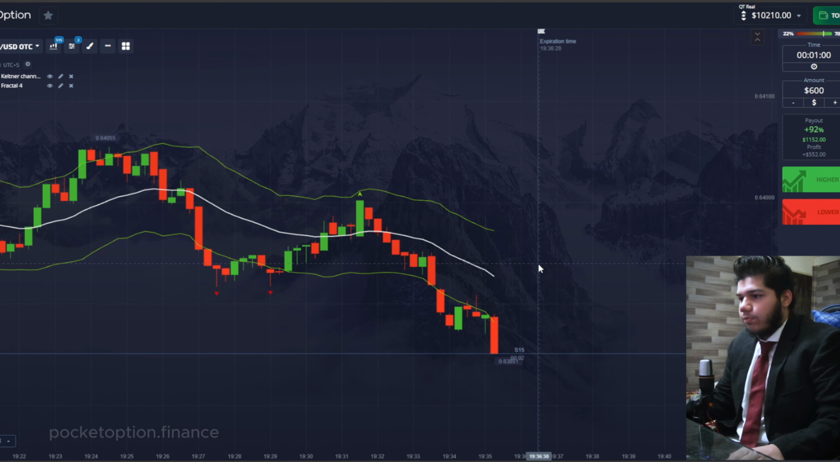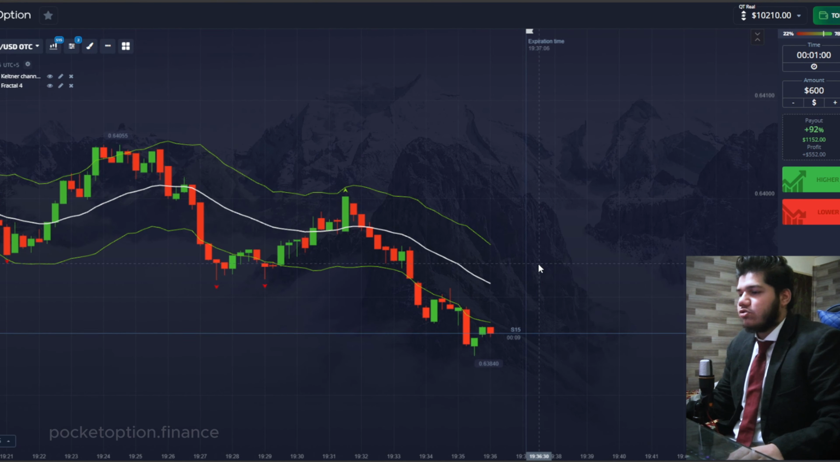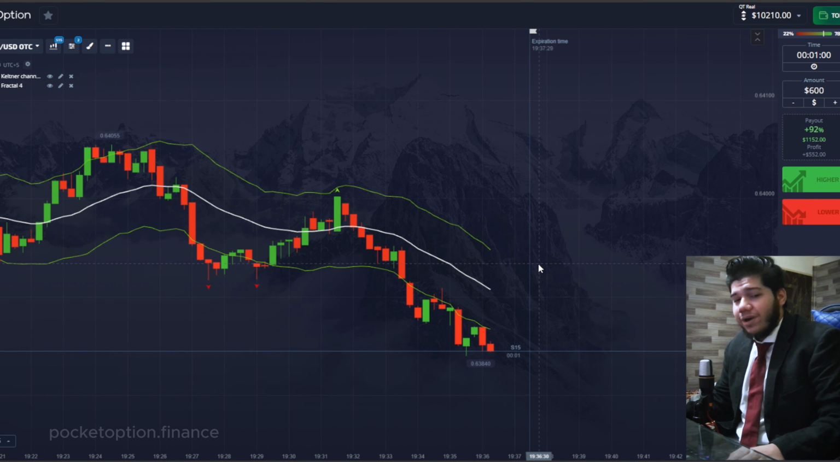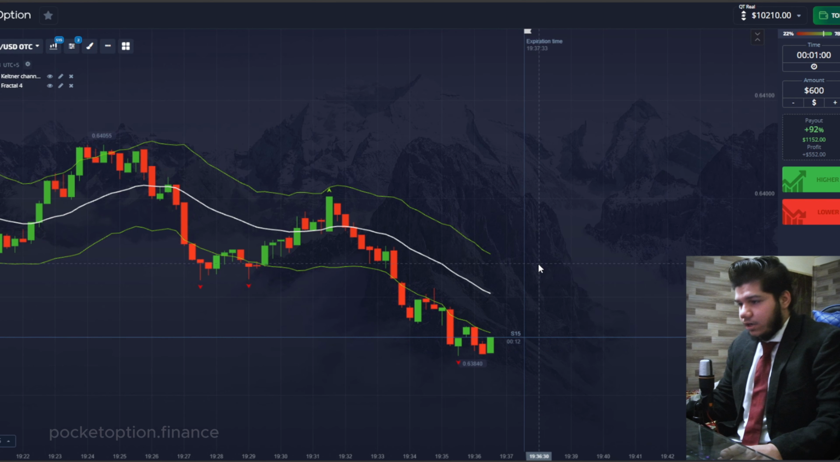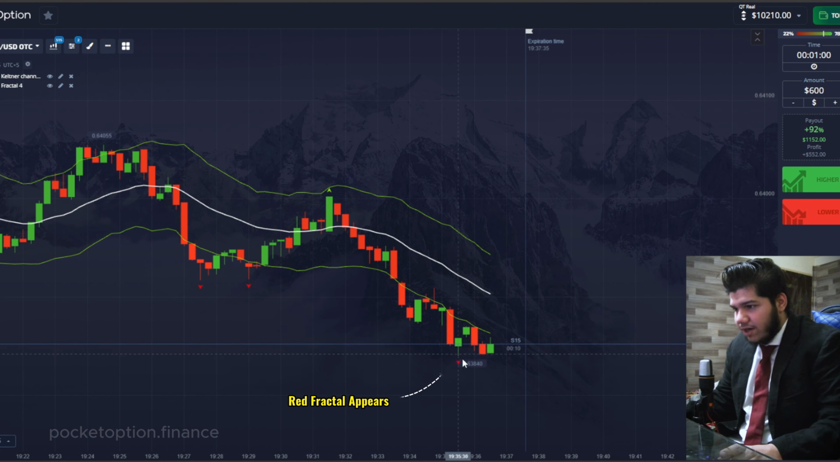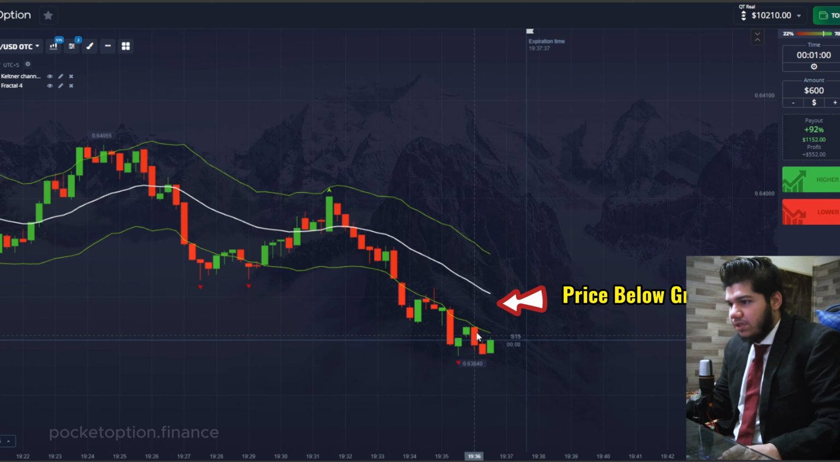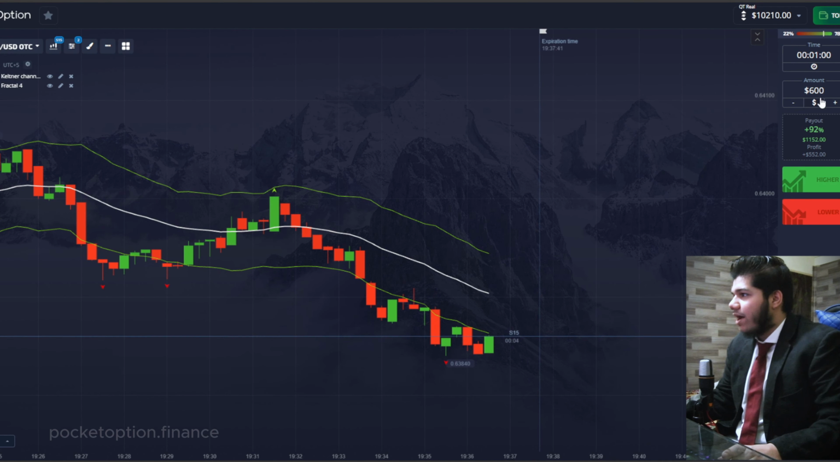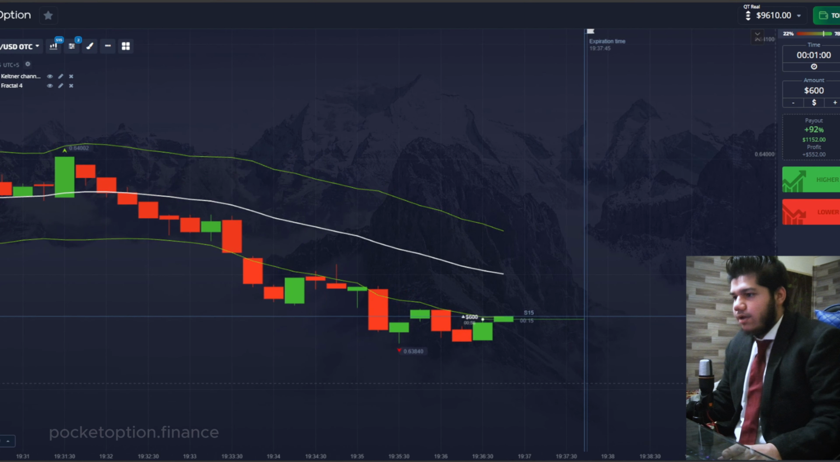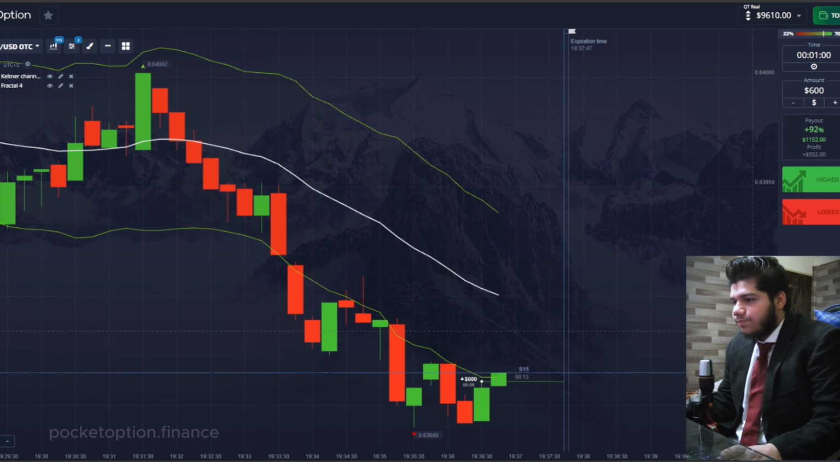Right now price is currently below this gray line, on the lower Keltner band. Let's wait for the price, and here you go, you can see a red fractal has appeared, which means both our conditions to buy are now valid. So now let's buy with $600 from here. Let's wait to see this trade result.